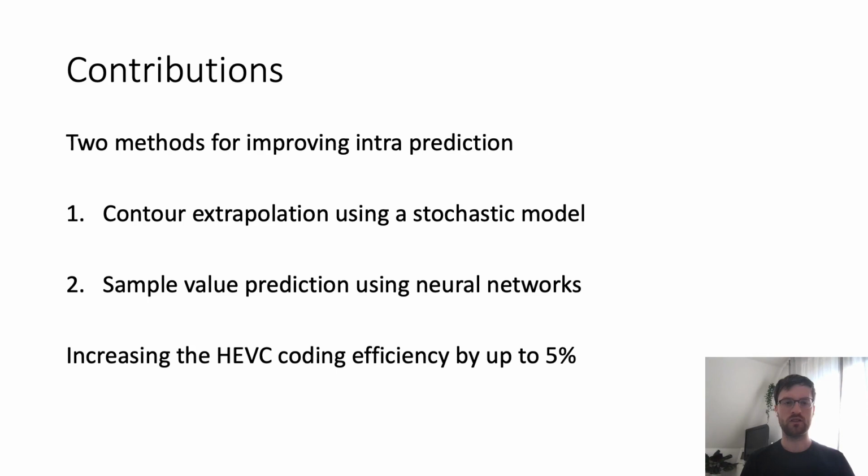For this paper, I propose two methods for improving intra prediction. The first contribution is a stochastic model for contour extrapolation, and the second contribution is a sample value prediction algorithm using neural networks. The first contribution replaces all contour models from the prior work, and the second contribution replaces the sample value predictors also from prior works. With these algorithms, I increase the coding efficiency of HEVC by up to 5%.